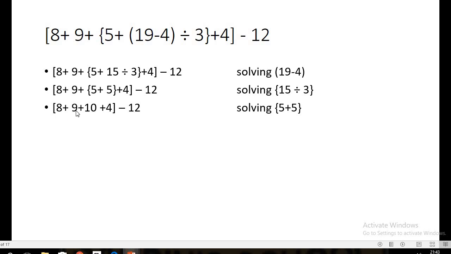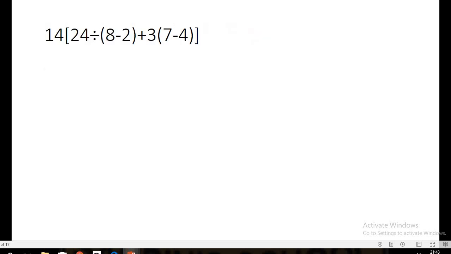Now in the square bracket we have 8 plus 9 plus 10 plus 4. They can be added to give the answer 31. Now we are left with 31 minus 12, which gives the answer as 19. Moving ahead, we have a question in which we have two brackets inside.